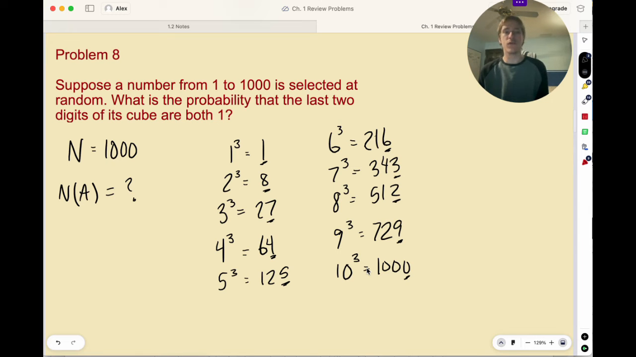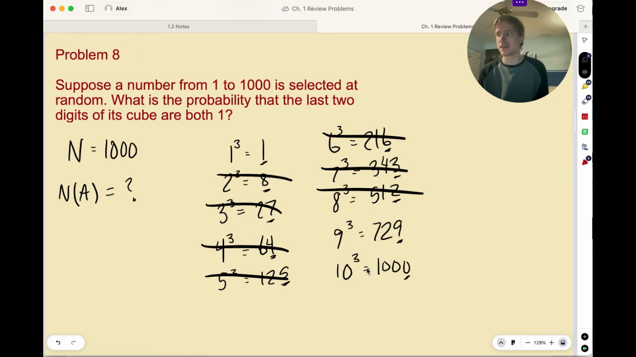So if we need the last 2 digits to be 1, there's no chance that any number ending in 2 could do the job. Or any number ending in 3, 4, 5, 6, 7, 8, or 9. So we're only looking for numbers that end in 1. And if you can find a number between 1 and 100 that ends in 1, like 11 or 21 or so on, then 100 plus that number will work. 200 plus that number will also work. So 10, of course, won't work.